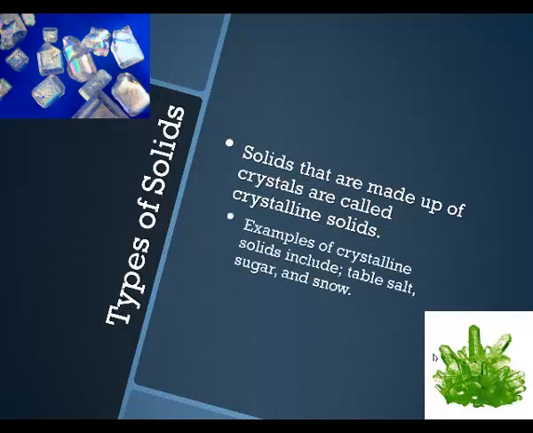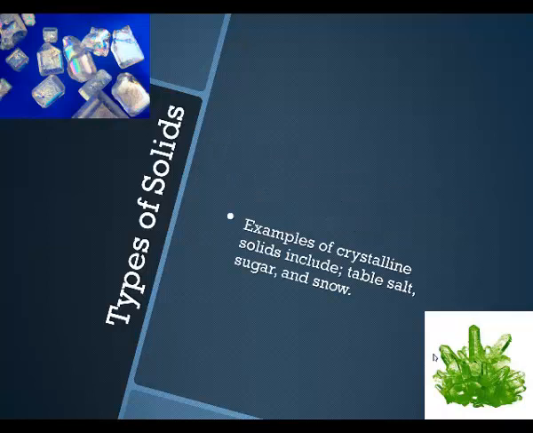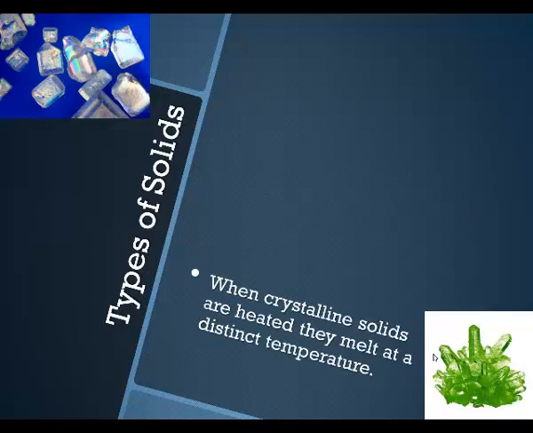Examples of crystalline solids include table salt, sugar, and snow. And when crystalline solids are heated, they melt at a distinct temperature. So thinking of ice for an example, ice is a crystalline solid, and it has a temperature at which it melts. That temperature is 32 degrees Fahrenheit or 0 degrees Celsius.